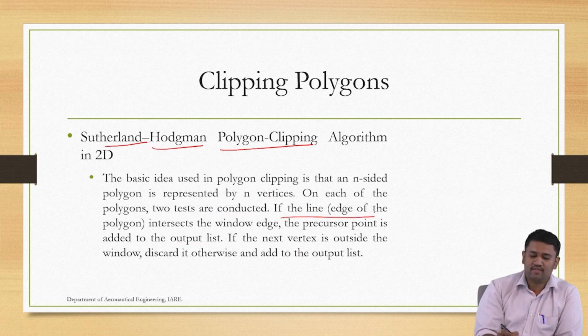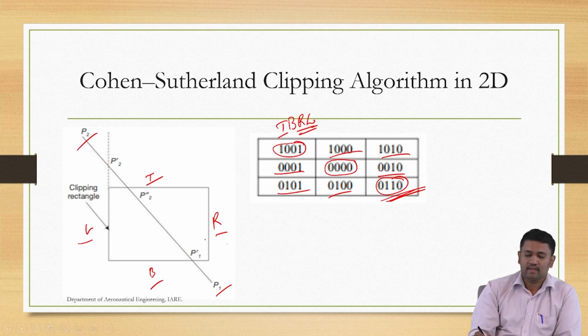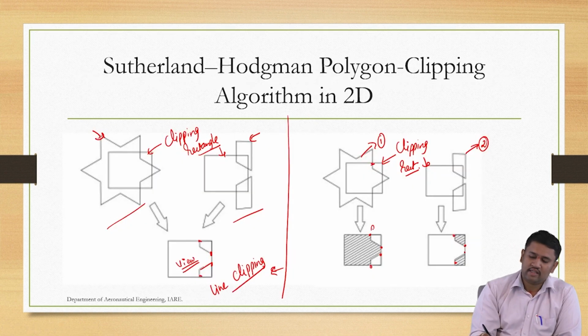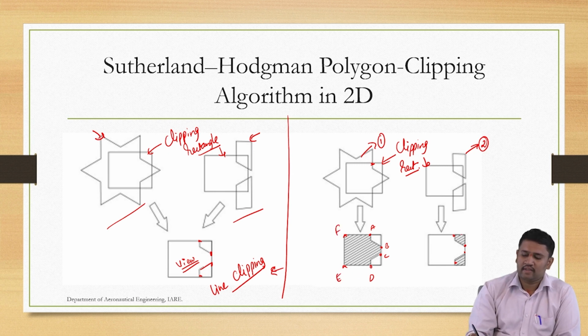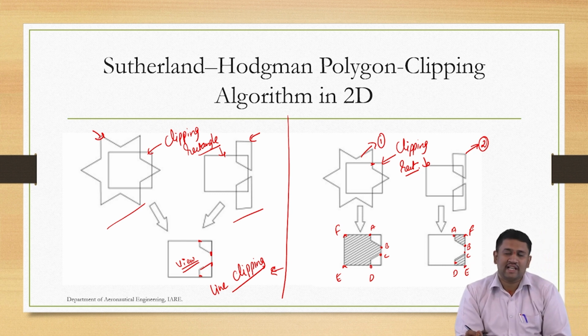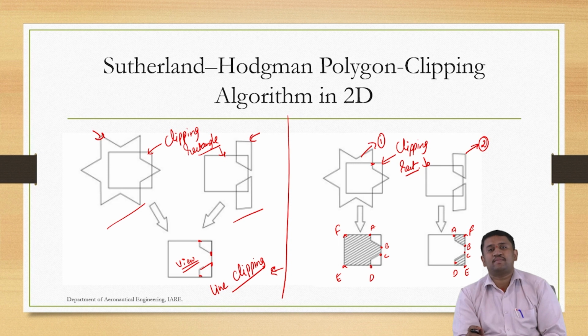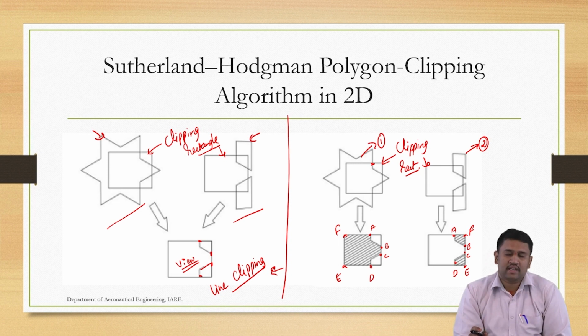First, a line or edge of the polygon intersects the window edge, which is nothing but the clipping window edge. The precursor point is added to your output list. These points A, B, C, D are added, and again this is also clipping, E, F. So A, B, C, D, E, F are my precursor points that are intersected by the geometry with respect to the clipping rectangle.